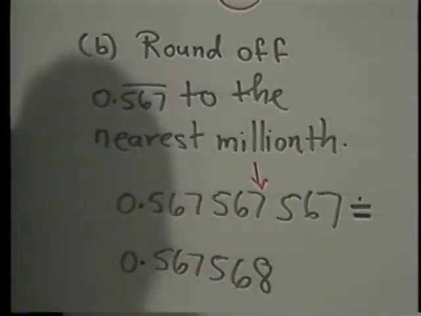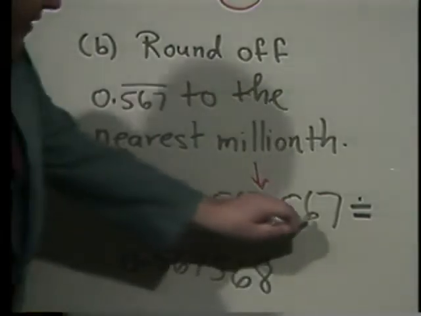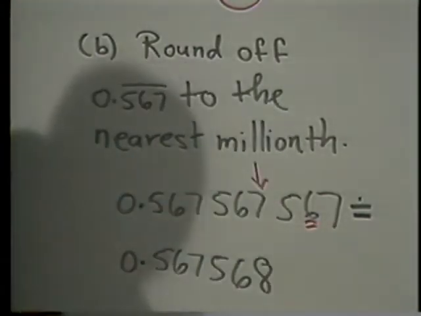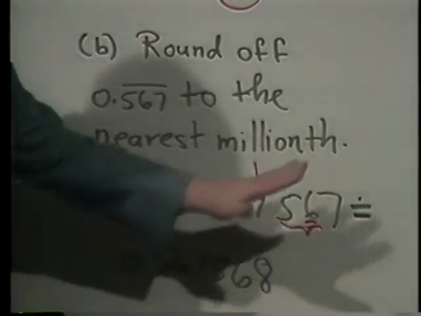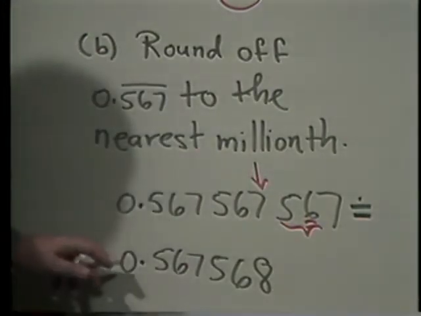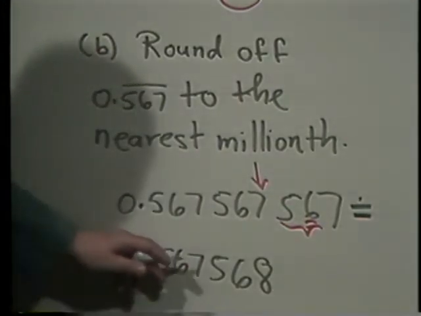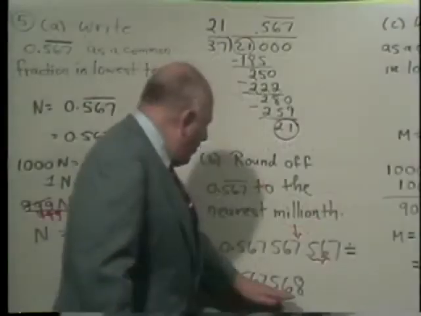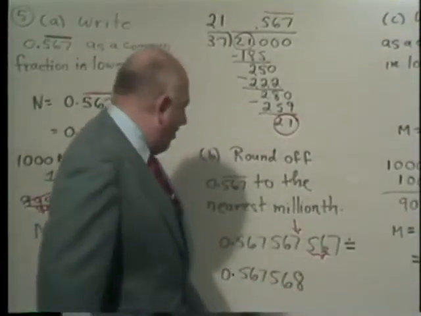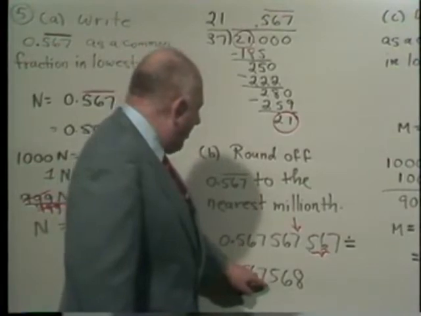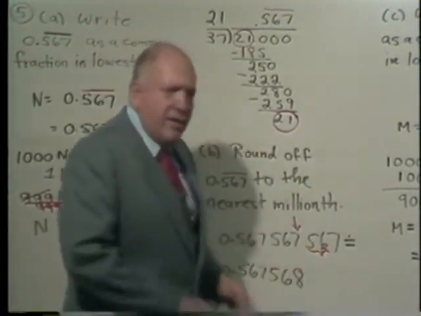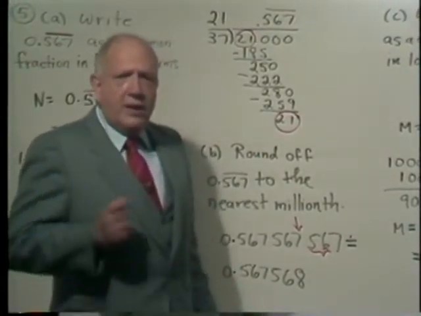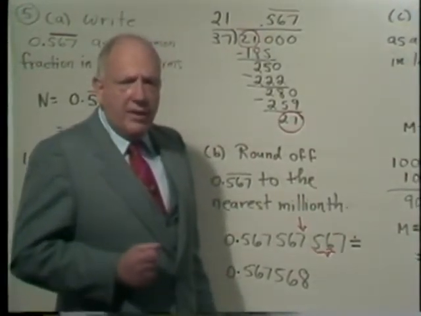What's the digit immediately to the right of the millionth place? It's a 5, actually more than 5 because there's a 6 over here too. In other words, this is more than halfway because this is 56. That means I change the 7 to an 8 and drop the rest of the digits. So the answer to part B is 0.567568. And this is an easy common fraction: 567,568 millionths. As long as the decimal terminates, no matter how many digits, we can convert it to a common fraction very easily.